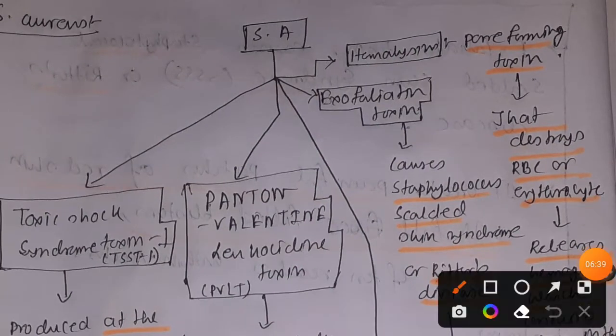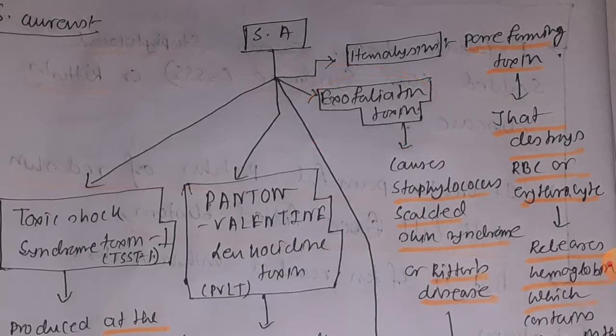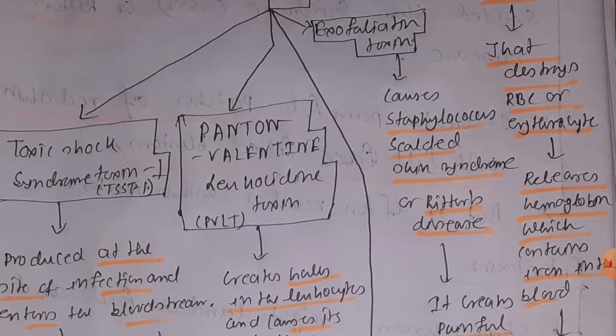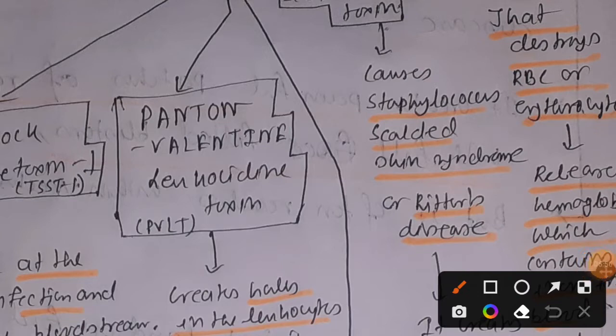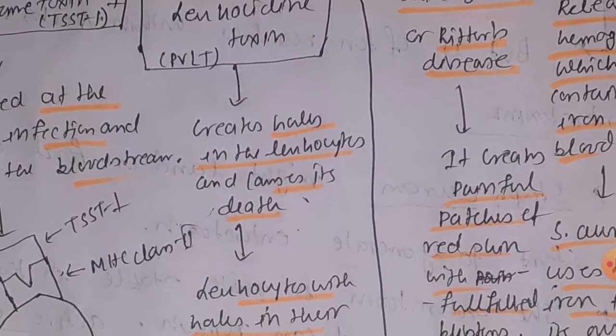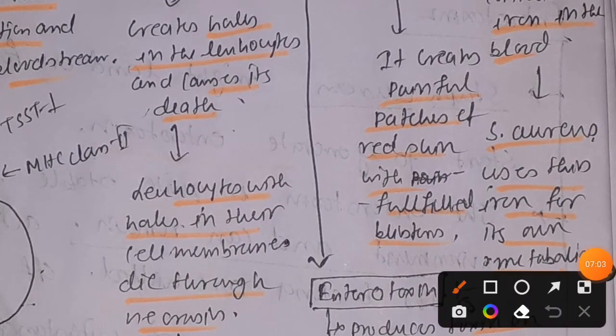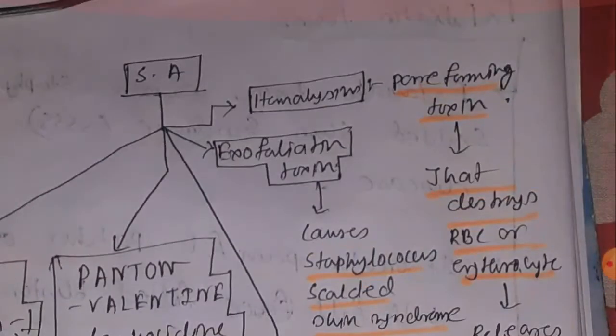The third important one is exfoliatin toxin. Exfoliatin toxin is another type of Staphylococcus aureus toxin. So exfoliatin toxin causes a special type of skin disease, which is known as staphylococcal scalded skin syndrome or Ritter's disease. So this staphylococcal scalded skin syndrome or Ritter's disease involves painful red skin patches with fluid-filled blisters. Okay, so that is exfoliatin toxin.